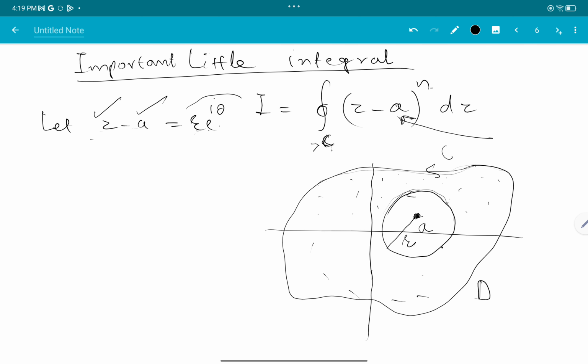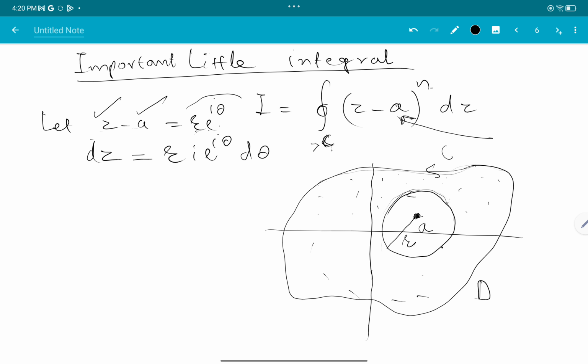we need one more thing, that is dz. dz will be equal to, if you differentiate with respect to theta, r is constant. You are actually using a circle of constant radius. r is constant, so you have r i e raised to i theta. Theta is changing; this theta is basically this angle. As you move, the angle theta at every point on the circle is changing. Anyhow, we have then d theta.